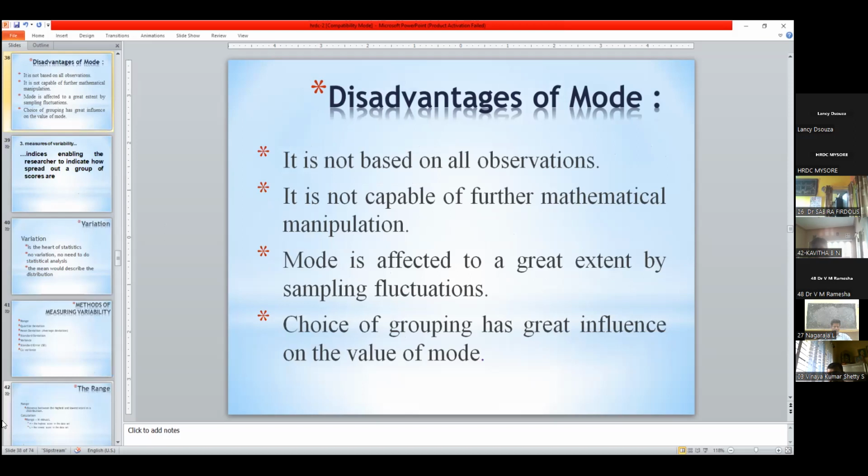Disadvantages are, it's not based on all observations. Remember, whether it's median or mode, these two are not based on all the observations except the mean. Then once you calculate the mode, again you stop there. You are not going to do further calculations. Then whenever there are sampling fluctuations, mode is highly affected. So sampling fluctuations do affect the mode. Then the choice of grouping has an important influence, or great influence, on the value of mode. So that's where we talked about the disadvantages of mode.